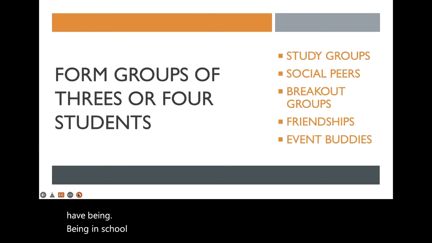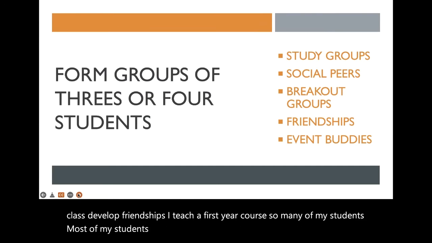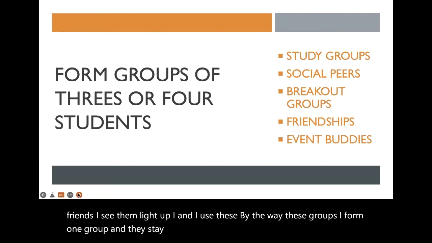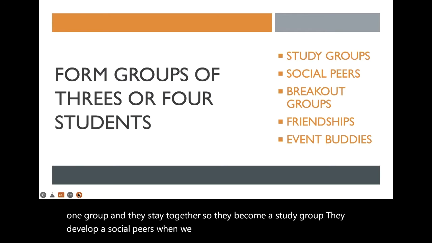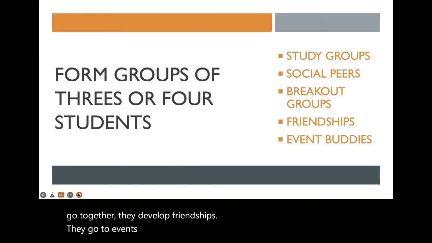Nothing makes me happier than seeing students in my class develop friendships. I teach a first-year course, so most of my students are new to college, and when I see them becoming friends, I see them light up. I use these groups, by the way. I form one group and they stay together. So they become a study group. They develop as social peers. When we have breakout groups, they go together. They develop friendships. They go to events together at times.